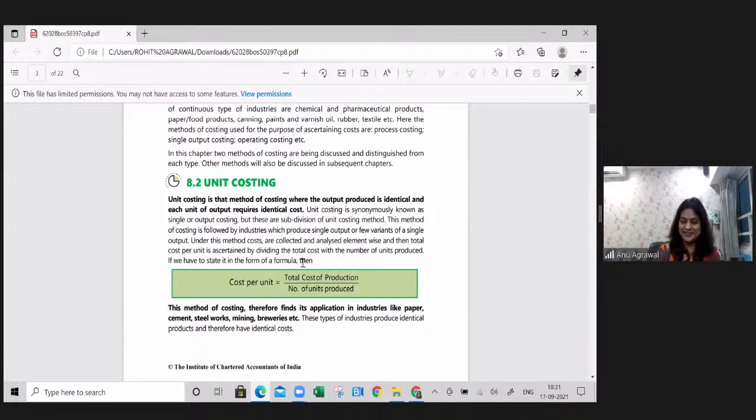ICAI has made the study material quite colorful with these green things there, right? Are there 4 methods of absorbing overheads, or only the supplementary method? Jasmine, what is this question?